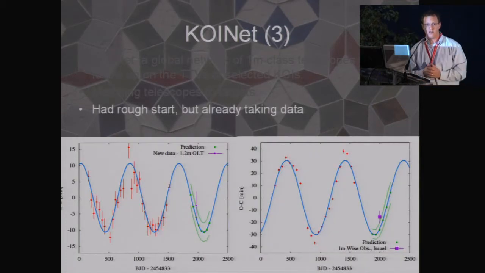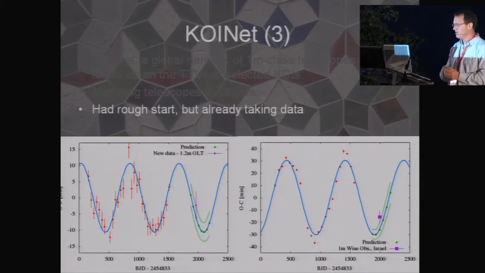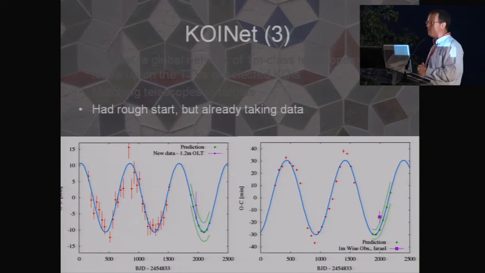We had a rough start, somewhere between 10 or 15, I don't remember, the first time that people went to the telescopes, we were caught with bad weather. But finally, it's over, and now we are taking data, and here we can see the red points are Kepler data, and the purple points are ground-based data following up on this first analysis, and we are on our way.